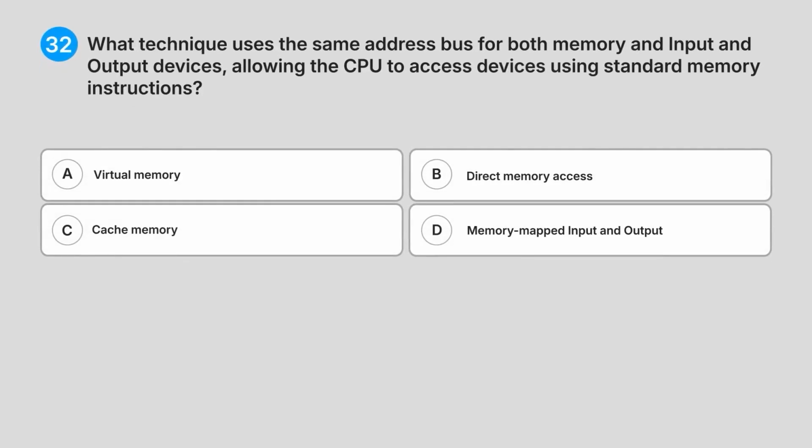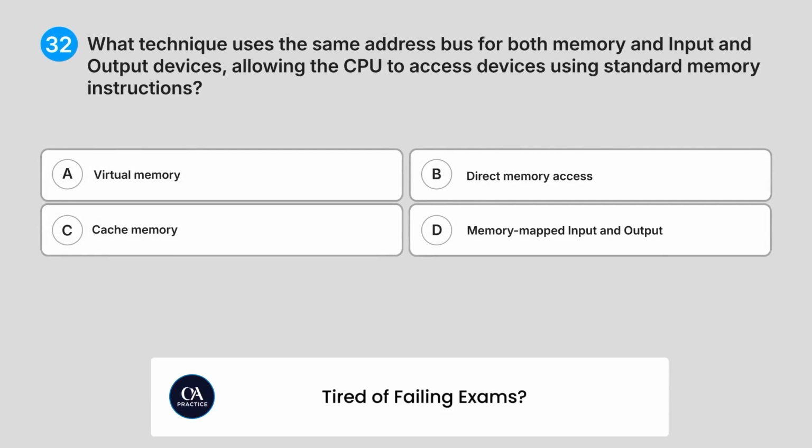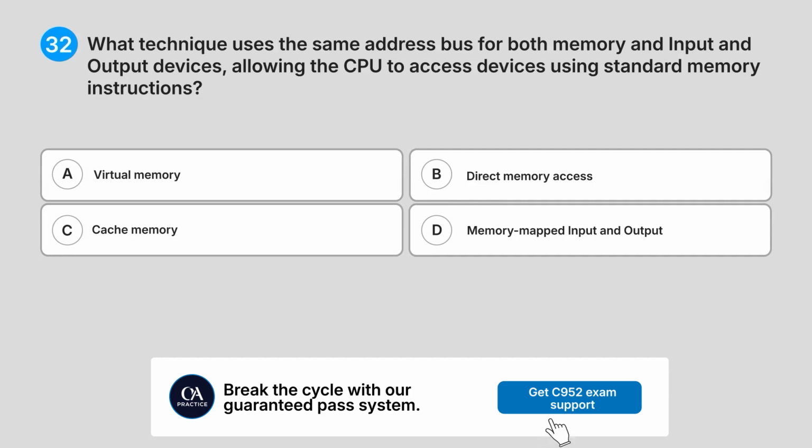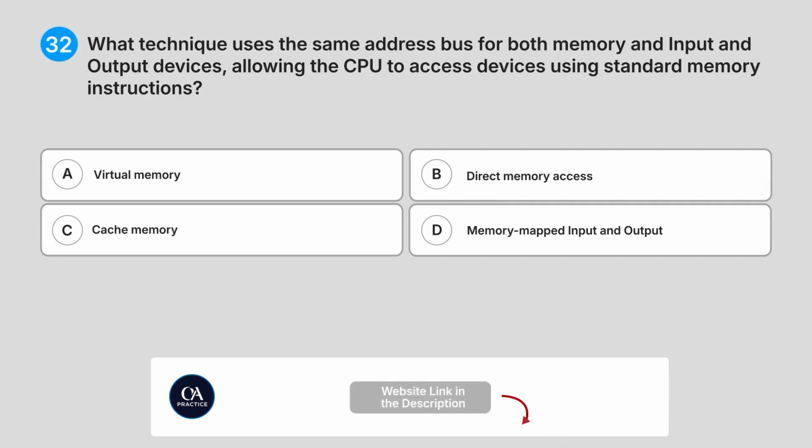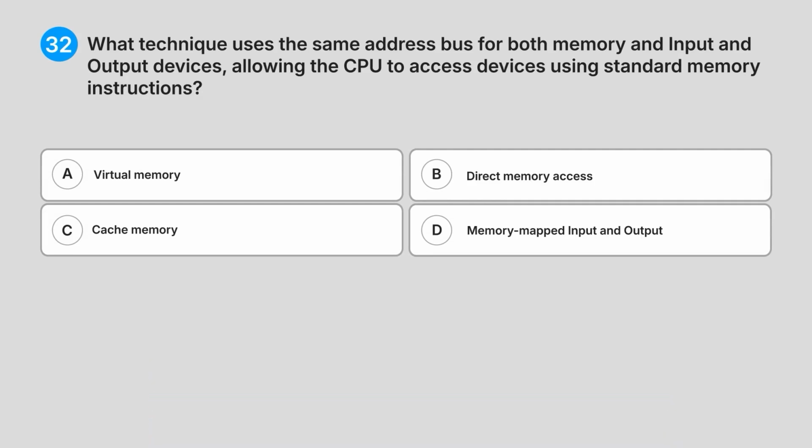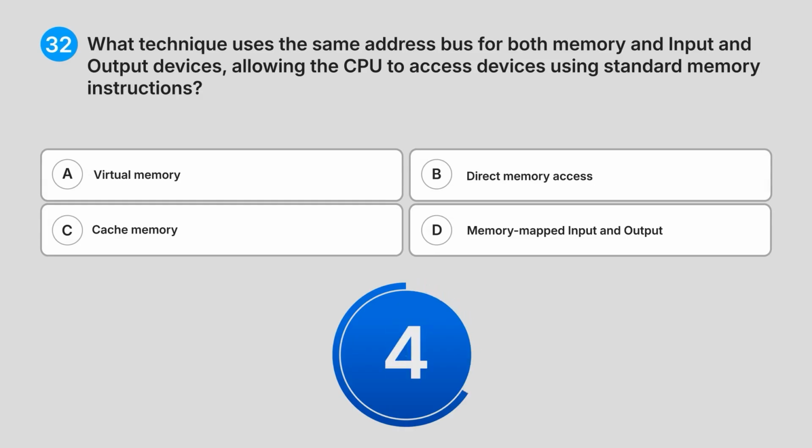What technique uses the same address bus for both memory and input and output devices, allowing the CPU to access devices using standard memory instructions? A. Virtual memory. B. Direct memory access. C. Cache memory. D. Memory mapped input and output. What do you think is the answer?